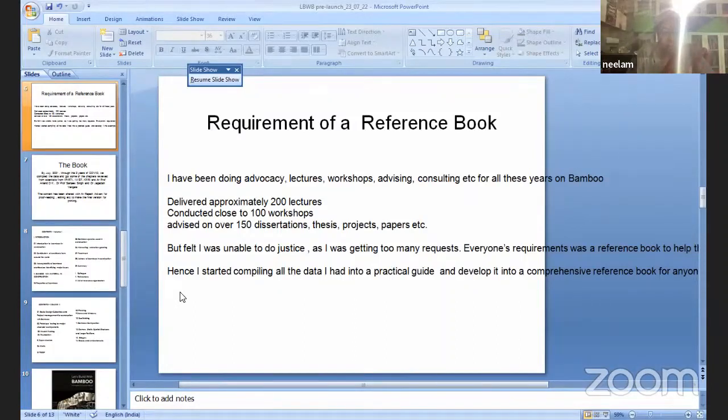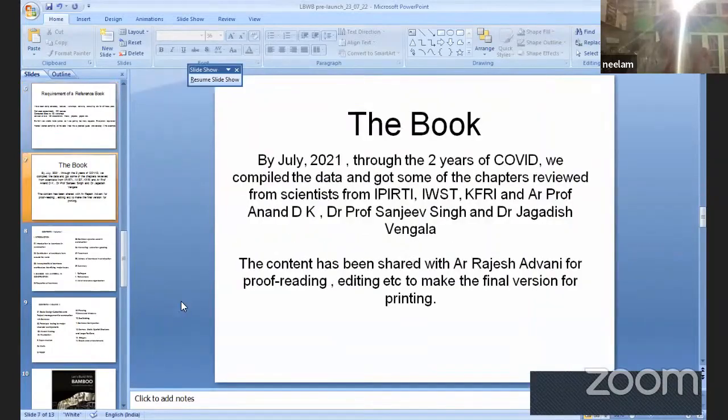But still people had questions which I was not able to really work on, and I was unable to do justice. That's why I thought a reference kind of book would be required. In fact, Arun Bansal sir, whom I met in 2010, said, why don't you write a book which can be a reference book for everyone. And that's where this process of developing a comprehensive reference book actually started. Can I go to the next slide, please?